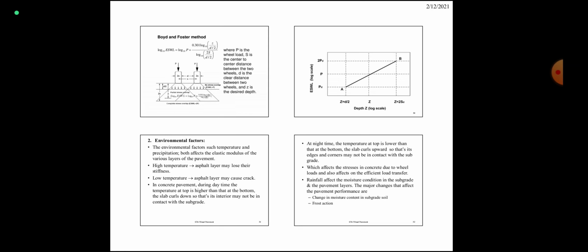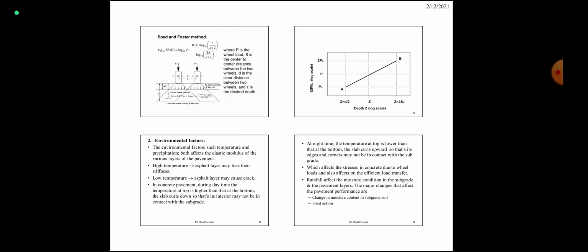At night time, the temperature at the top is lower than that at the bottom. The slab cools upwards so that its edges and corners may not be in contact with the substrate. This affects the stresses in concrete due to wheel loads and also affects the efficient load transfer.